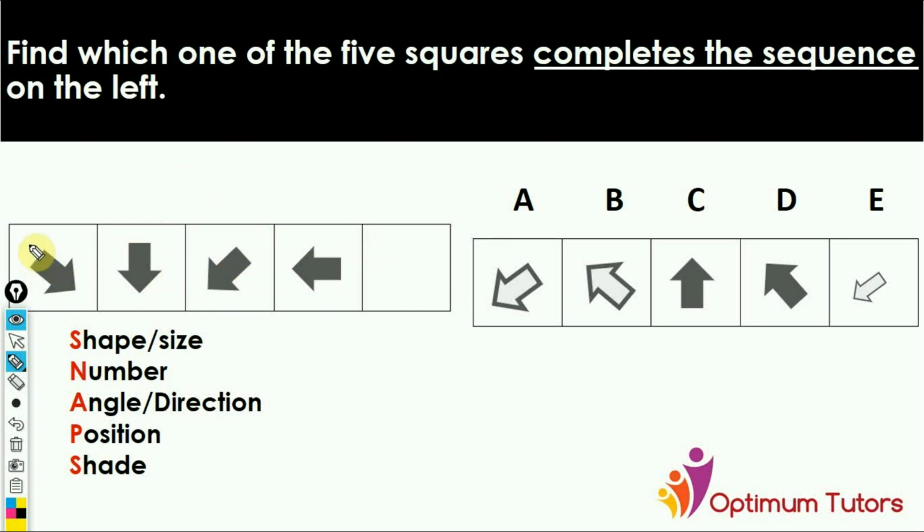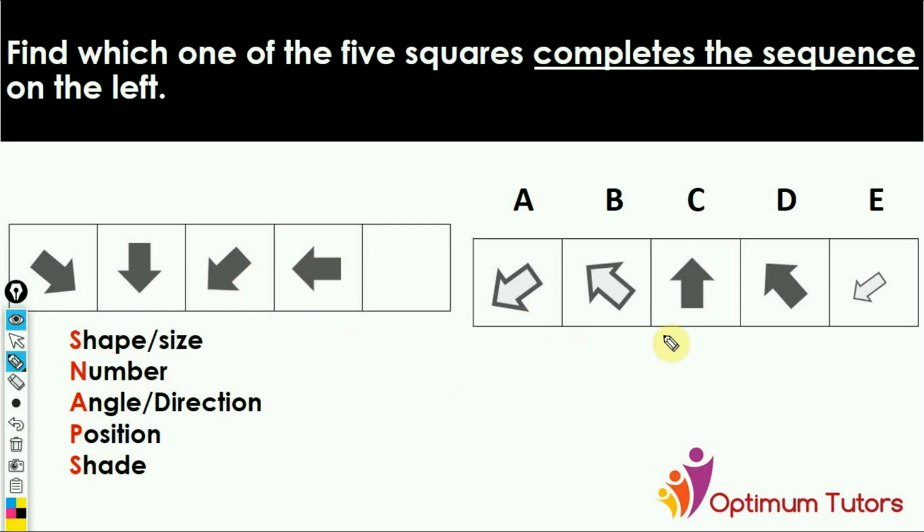So here we've got an arrow that's pointing southeast. This arrow is pointing south. This arrow is pointing southwest. And this arrow is pointing west. So they're sort of rotating in a clockwise direction.